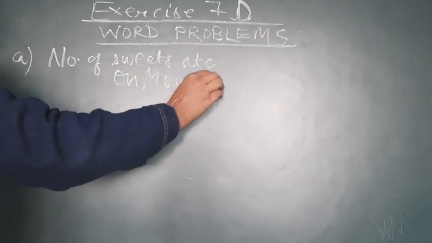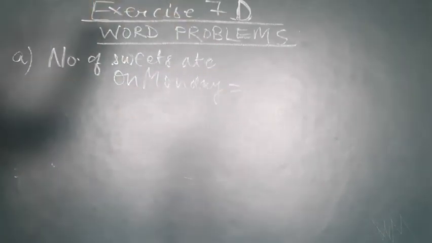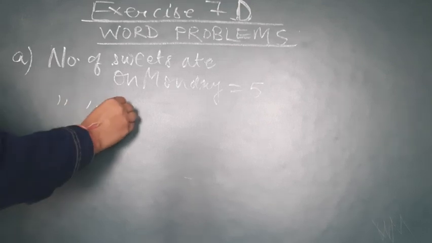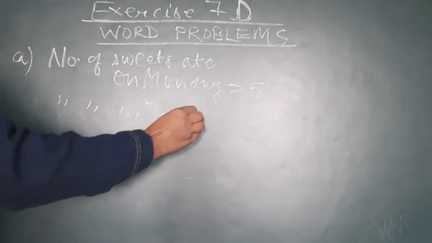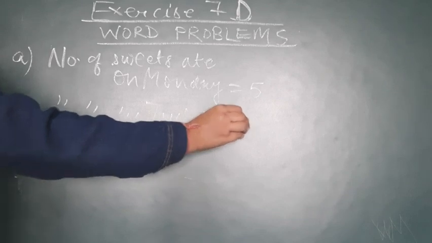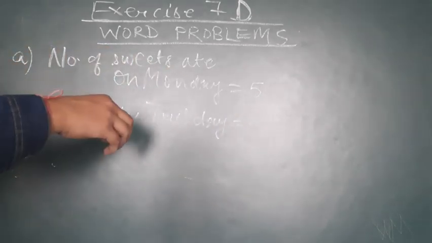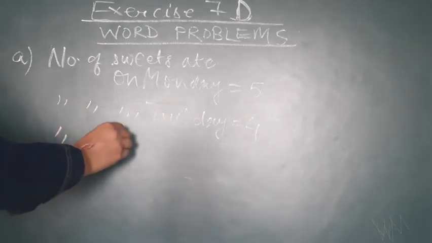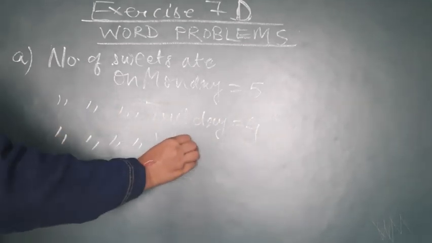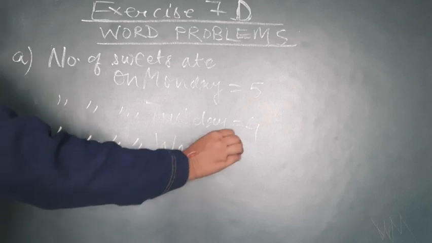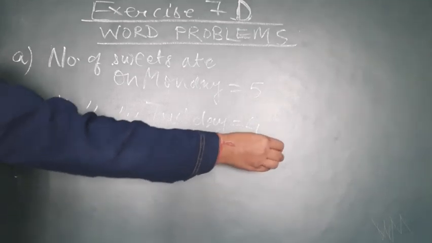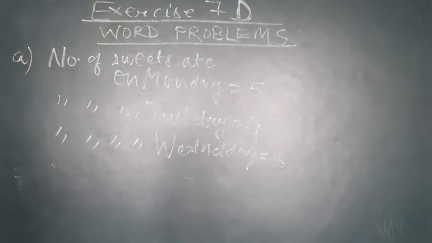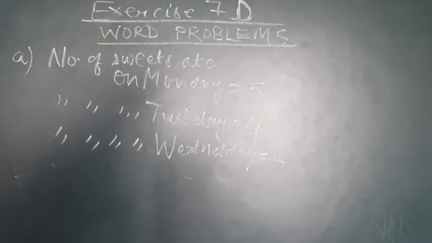So how many sweets she has ate on Monday? She has ate 5 sweets. Now the next, number of sweets ate on Tuesday. So how many sweets she has ate on Tuesday? 4 sweets. Okay. Now the next will be number of sweets ate on Wednesday. So how many sweets she has ate on Wednesday? 6 sweets. Okay students, how many sweets she has ate? 6 sweets on Wednesday, right?